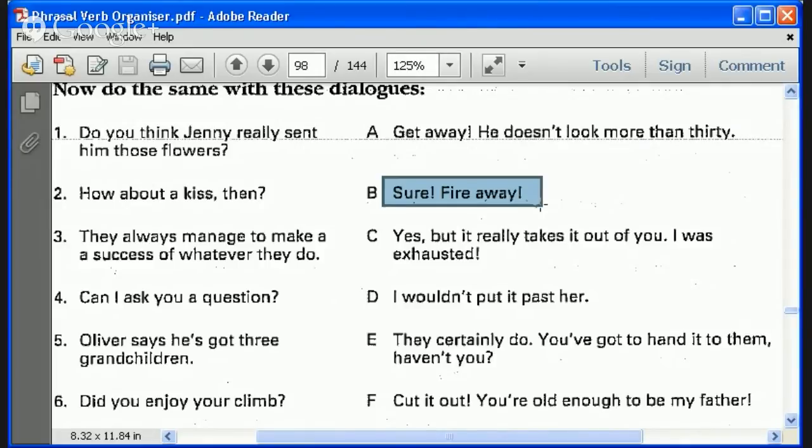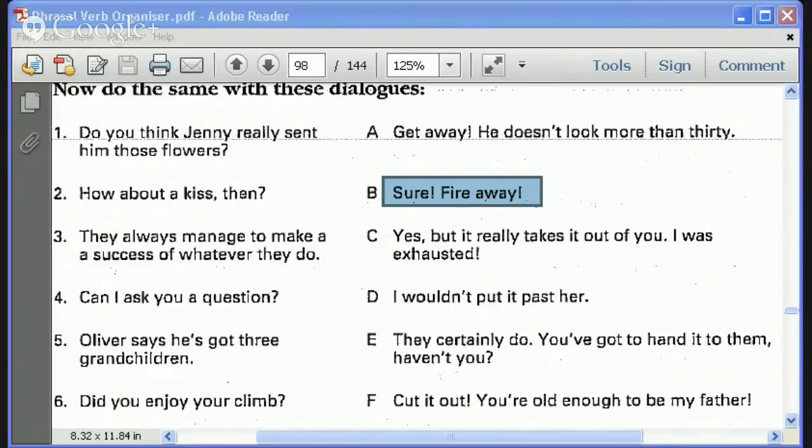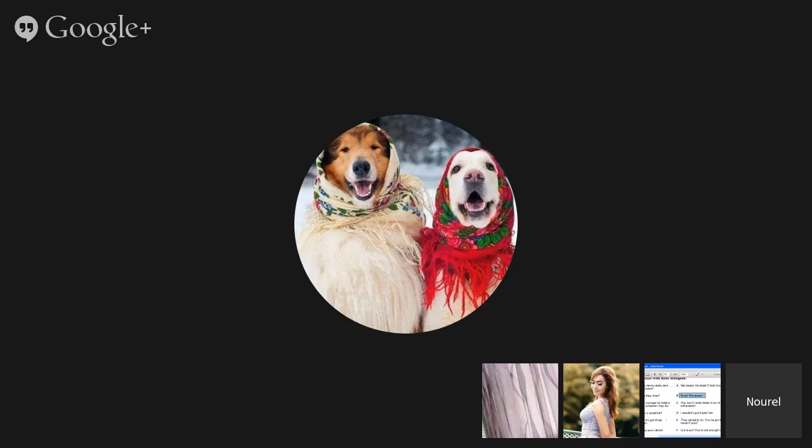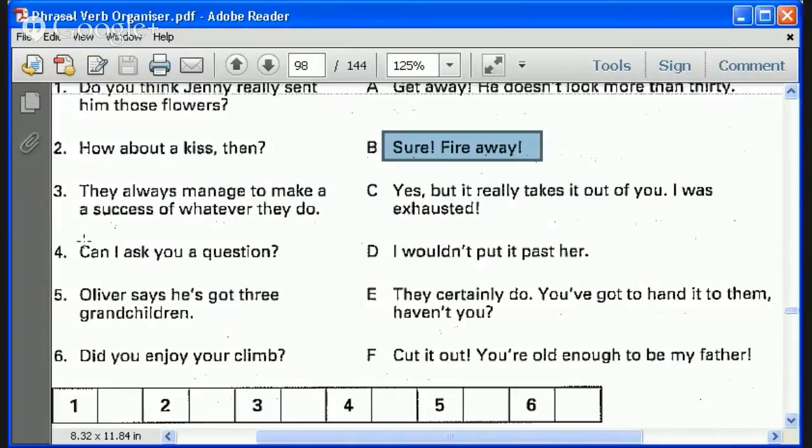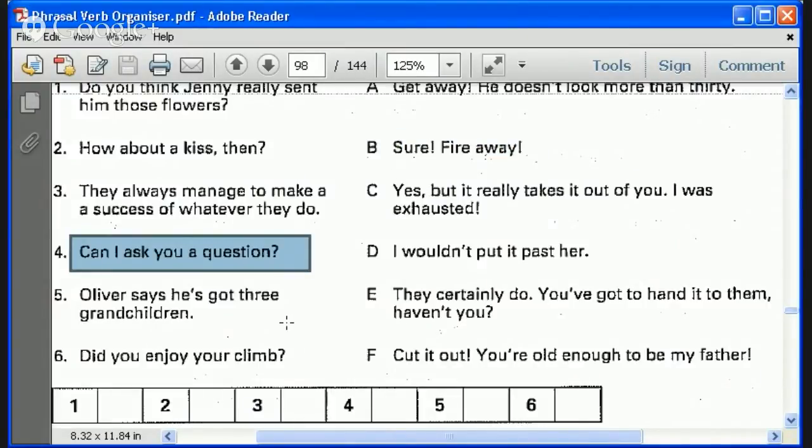Fire away. Okay. We say this. Fire away is another very common colloquialism, which means go ahead and ask a question. Interestingly, another way to say go ahead and talk is we might say shoot. Go ahead, shoot. Right? Fire away actually is used for questions. When somebody very politely asks, can I ask you a question? Fire away.